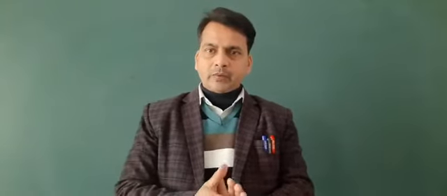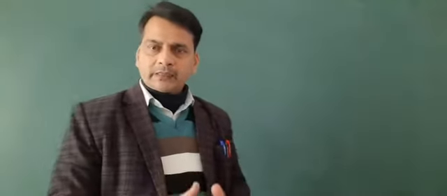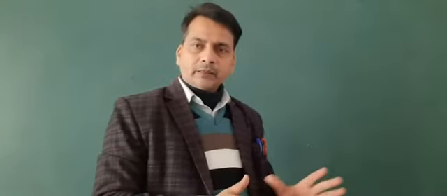In this video, we will discuss the derivation of the third equation of motion, that is v square equal to u square plus 2as. So now let us start. First of all, we will discuss the velocity time graph, then the derivation of the third equation of motion, v square equal to u square plus 2as.